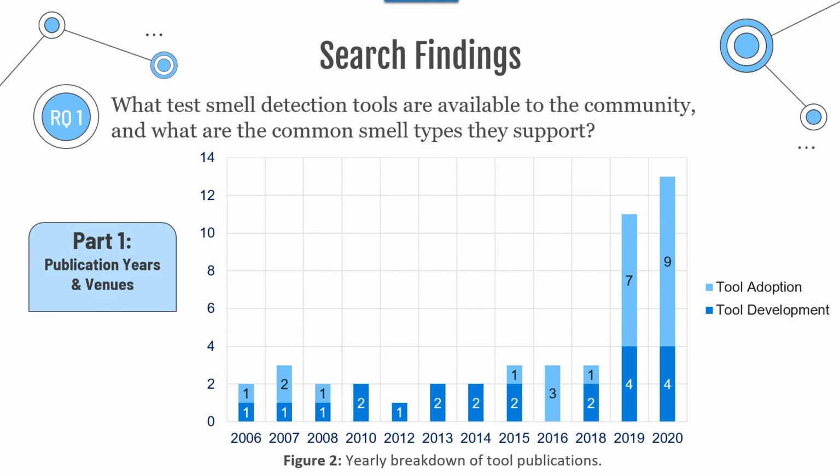As we can see from the bar chart, the first smell tool appeared in 2006. Since then, there was a steady trend of one or two tools appearing every one or two years until 2018. The years 2019 and 2020 witnessed a notable increase in tool-based publications compared to prior years, with approximately 51% of the tool development and adoption publications occurring in these two years.